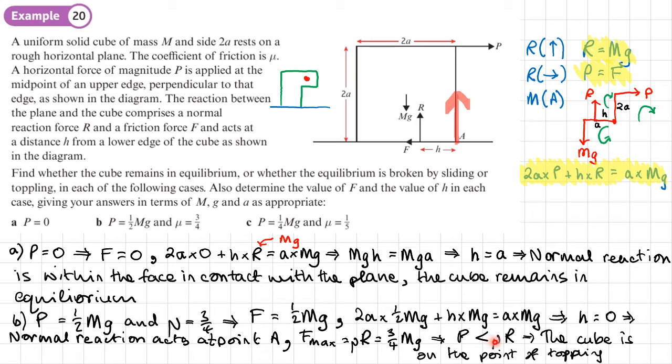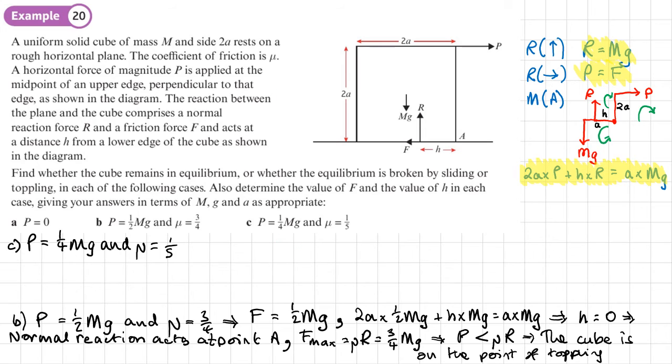So what does that mean? That means there's not enough pulling force to overcome the frictional force, and in that case there's enough grip to hold that base in place, which is going to cause the toppling. So the cube is on the point of toppling. That's because the normal reaction is acting right at the corner here.